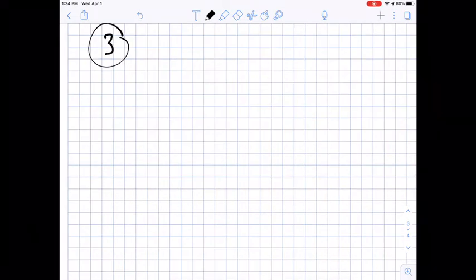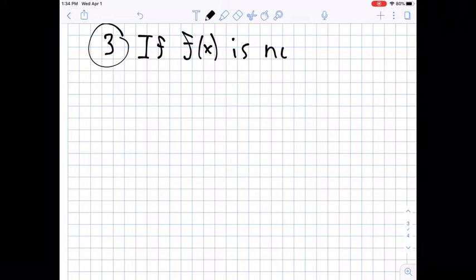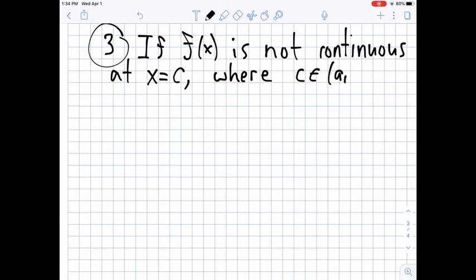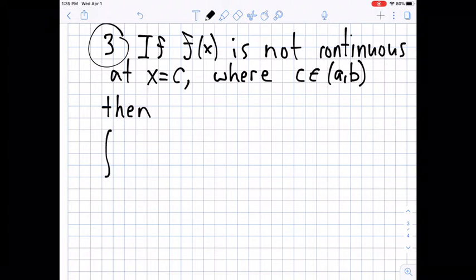Okay, the third possibility, what if you have a discontinuity somewhere inside the interval? So here we have f of x, and let's suppose that we have our discontinuity at x equal to c, where c is somewhere inside of our interval. Well, what do we do? Well, we just split it up. Okay, this is very much what we did with that 1 over x squared term. So we started off with the integral from a to b, f of x dx.